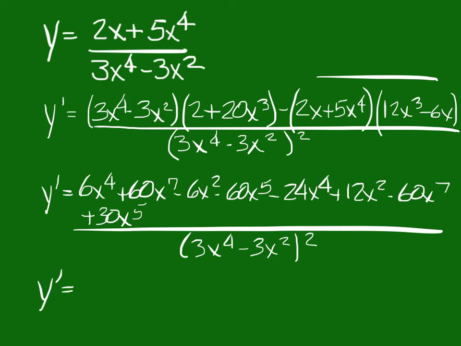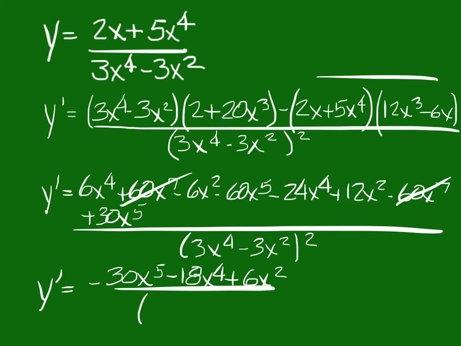Now you have to simplify all of that, and pointing out a couple of things here, these will cancel out, so that makes it nice and neat. And then when you combine all of your other terms, you should have negative 30x to the 5th minus 18x to the 4th plus 6x squared, all of that over the quantity squared of 3x to the 4th minus 3x squared. Now, if you left it here, that's fine, but is there anybody that went further to factor out stuff? If you did, I'll continue on the next page and show you what happens there.